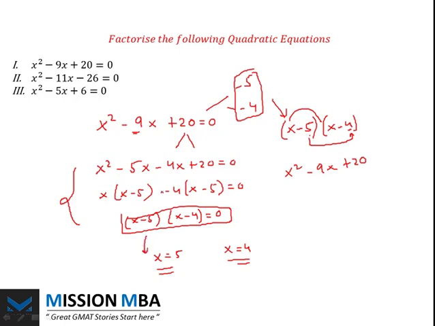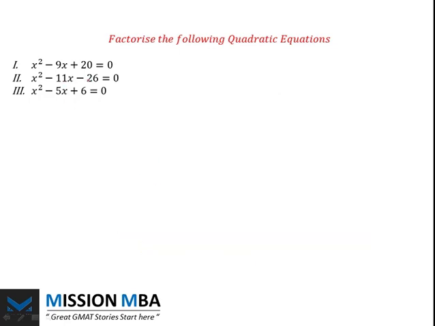Let's see again for the second one: minus 11 and minus 26. Do not write anything. Just tell me what two numbers when multiplied are going to give you minus 26, and what two numbers on addition are going to give you minus 11. You're not going to write this in your actual exam. Just think. The idea is simple.